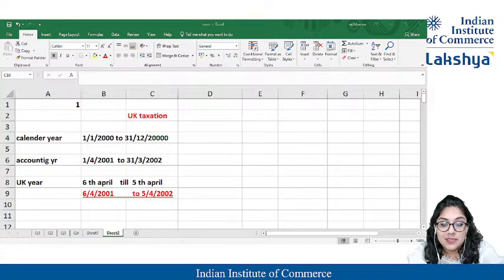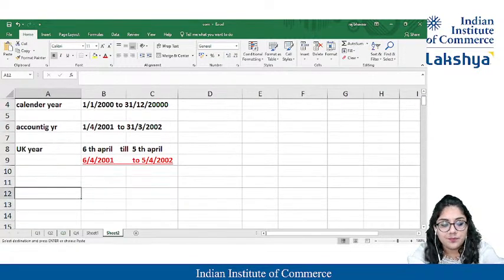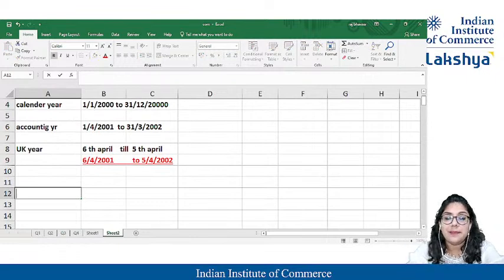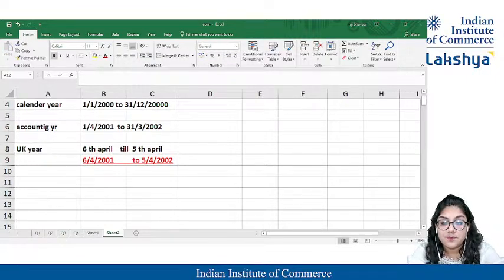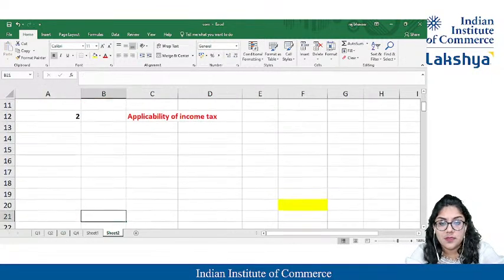Second important point is the applicability of income tax, guys. On whom am I going to apply the income tax? What is the applicability of income tax? On whom is it going to apply? Is it just going to apply on me, or to my husband, or let's say if I'm married?